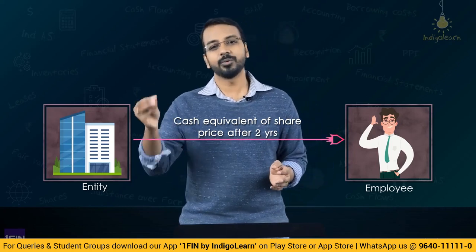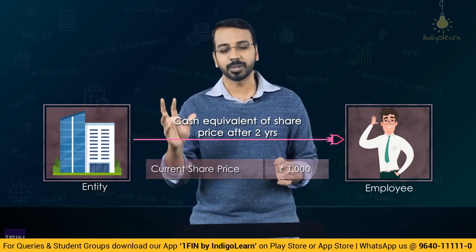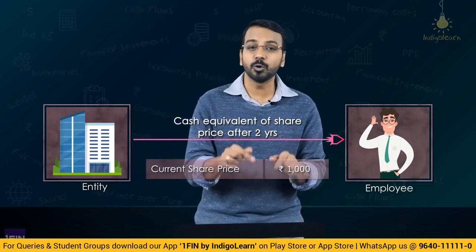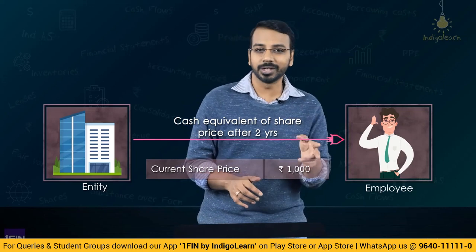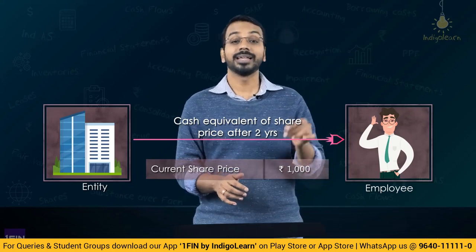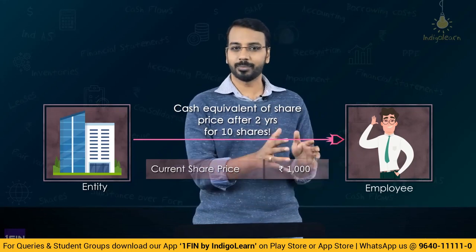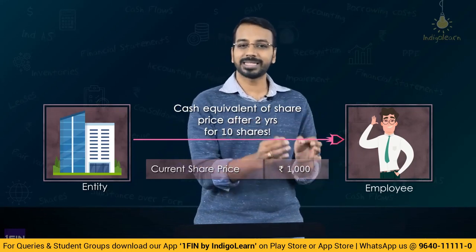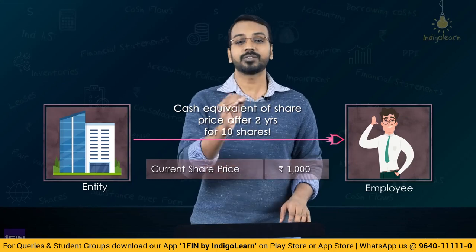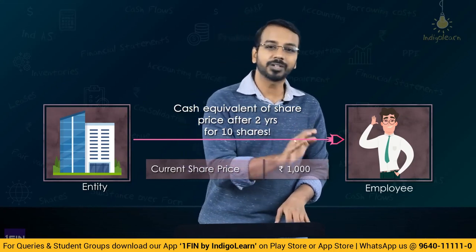Say today the share price is 1000 rupees. Whatever is the value per share at the end of 2 years, that amount will be given to you, and we will pay an amount for 10 shares. So what are you telling the employee? You will get the cash price equivalent of the value of 10 shares of the company after 2 years.